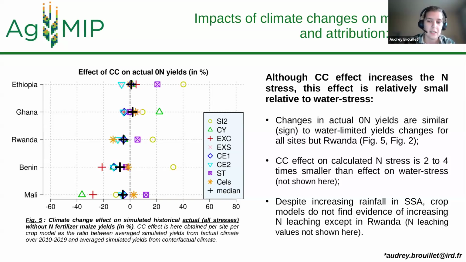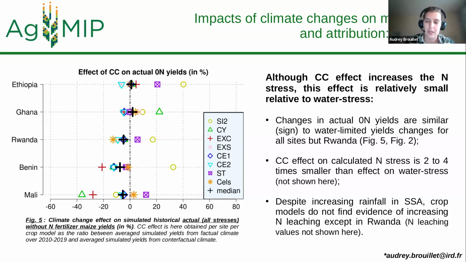So what we found is that the change here in the simulated actual yield is very similar in terms of sign to the water-limited yield changes that I've just shown you on the slide before. And what is not shown today on the slide is that we calculated as well the nitrogen stress, and the effect of climate change on nitrogen stress is 2 to 4 times smaller than the effect on water stress.